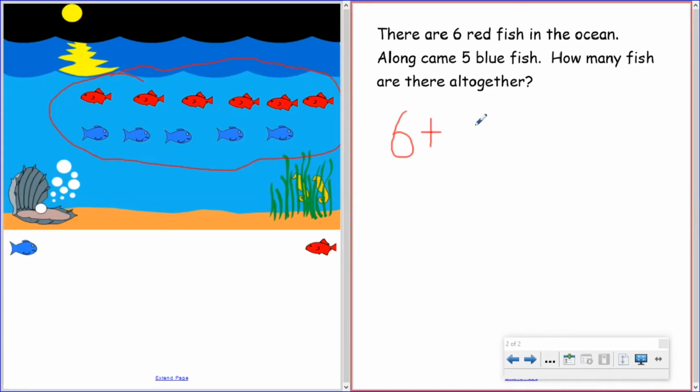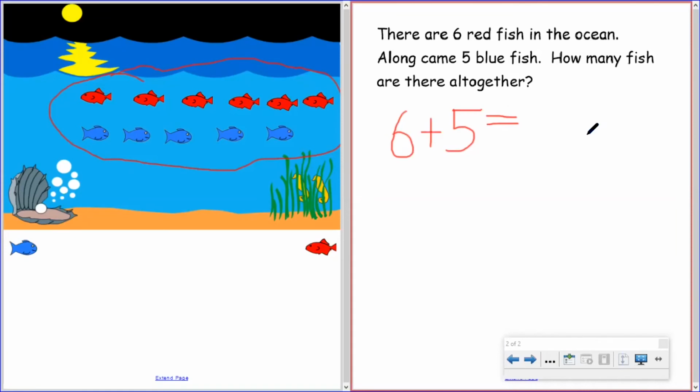Now, how many did I add? Remember what the sentence said? Along came 5 blue fish. I added 5 blue fish. So I'm going to write the number 5. Then I'm going to write my equal sign.